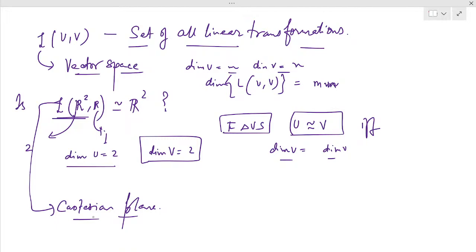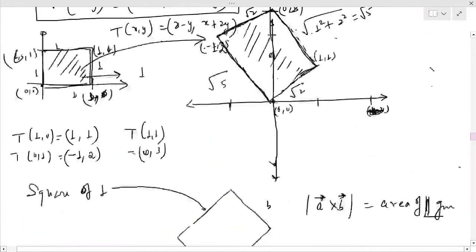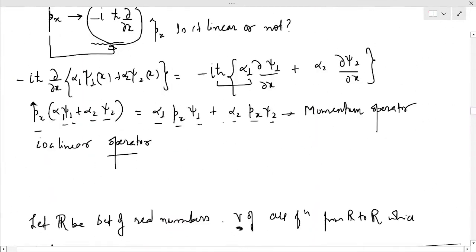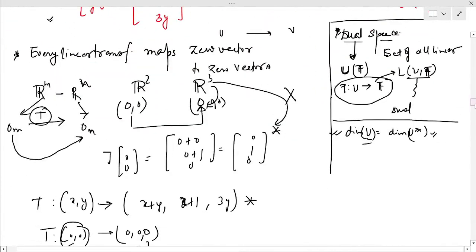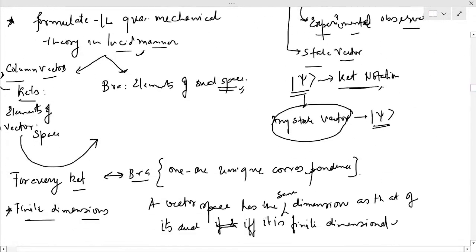Yesterday I told you something about Ket and Bra notation. In physics we usually use it for quantum mechanics. I told you that Ket and Bra notations are used for simplifying things in quantum mechanics. The Ket notation generally contains elements of the vector space, and the Bra vector contains the elements of the dual space. There was something called the dual space that we were discussing yesterday.